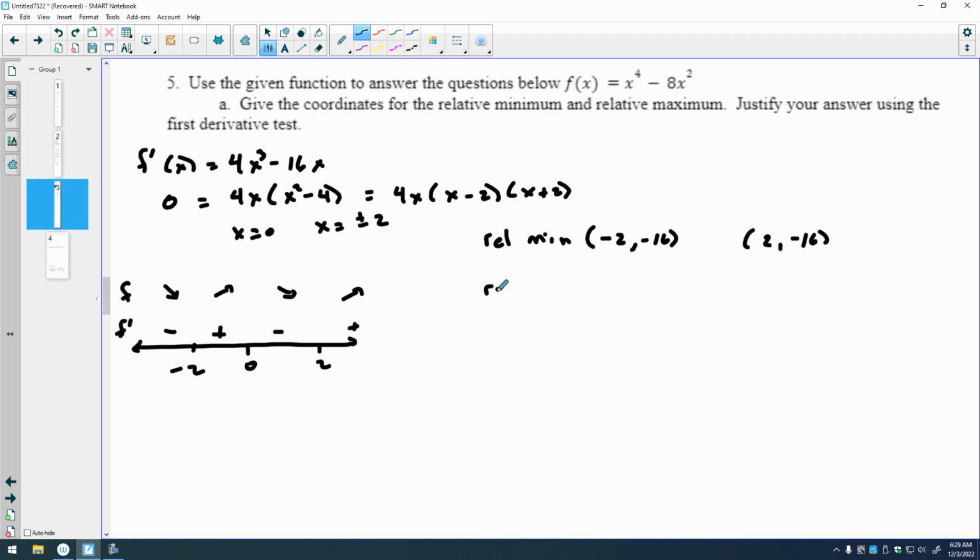Relative max goes from increasing to decreasing. Relative max is at 0. Plugging in 0, I get 0.